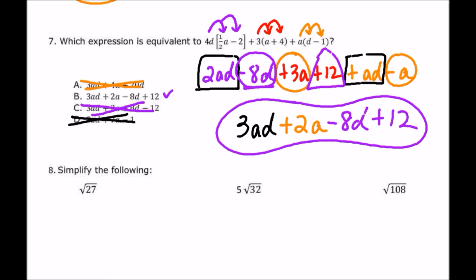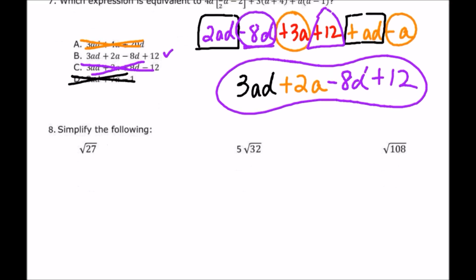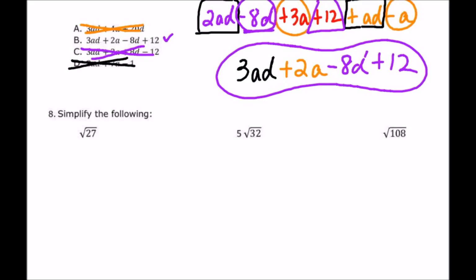Holy moly, we're down to question number 8. All right, I hope you're ready for this. Dun, dun, dun, dun. Just playing, folks, we're not playing music here. We're just trying to solve some math problems. All right, we're down to number 8.